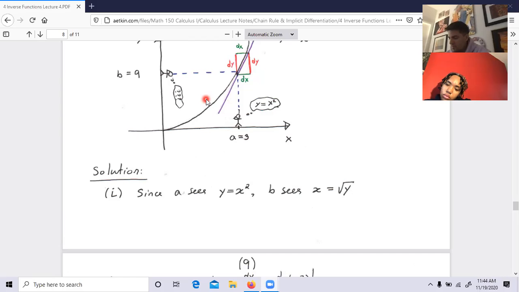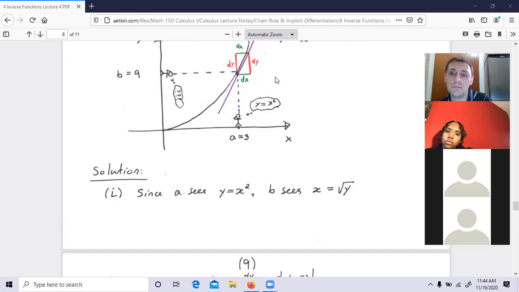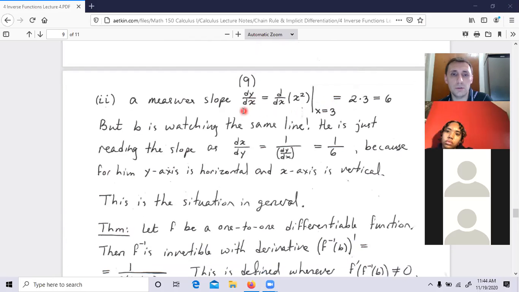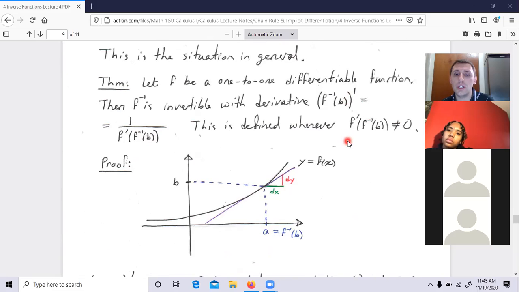Do you understand? We will do it in two ways. I will do it abstractly, but I'm trying to show you geometrically as well why it's so easy to figure out the derivative of an inverse function if I know the derivative of the original function. Here is that calculation. dy/dx is the derivative of x squared at 3, which is 6. But B is watching the same line, just with inverted notions of horizontal and vertical. So he sees dx/dy, which is 1 over dy/dx, which is 1 over 6. Good? So here is the situation in general.